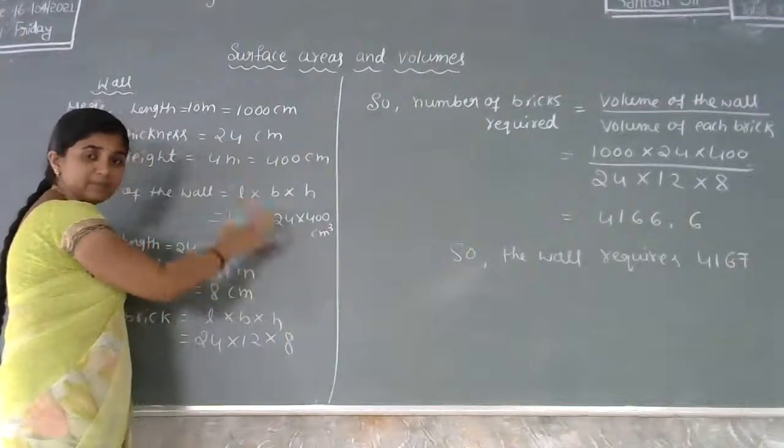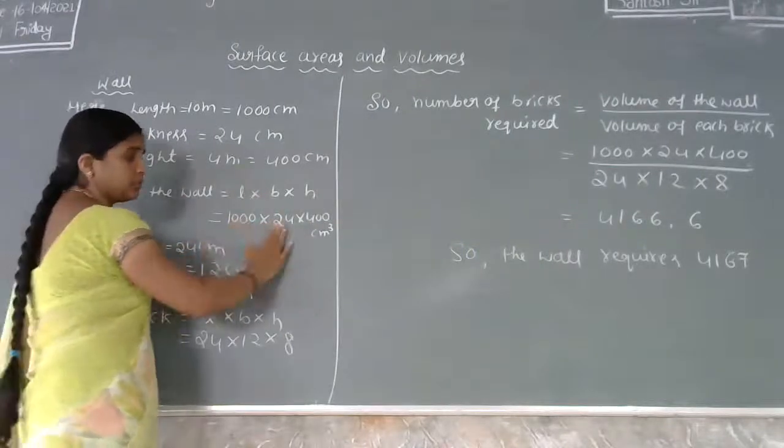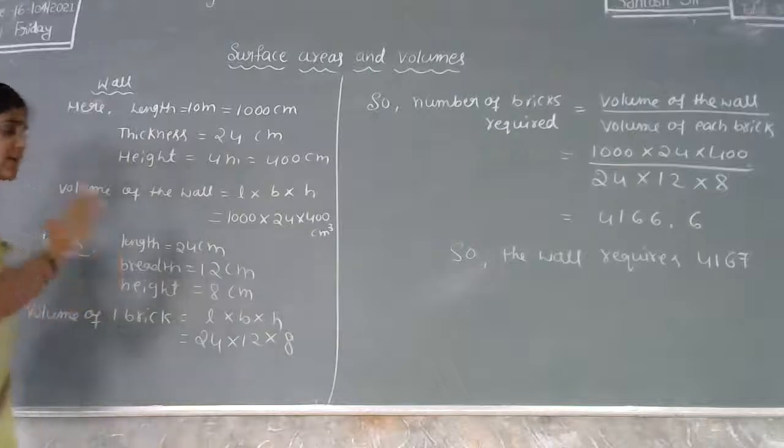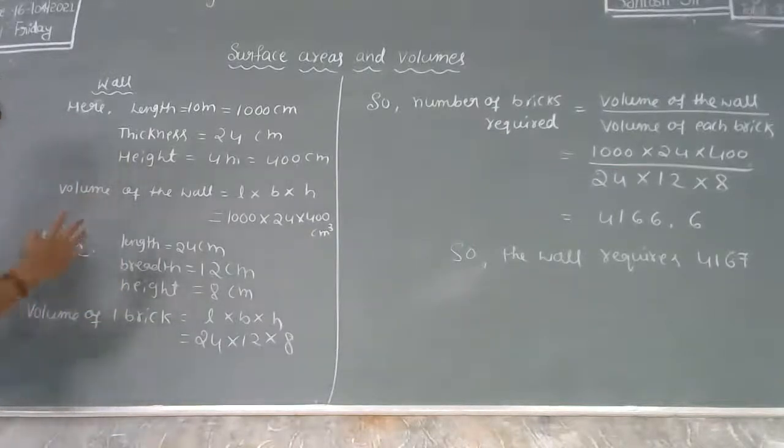You just keep this answer as it is. 1000 into 24 into 400. So that much centimeter cube is the volume of the wall. Now let us move on to the brick topic.